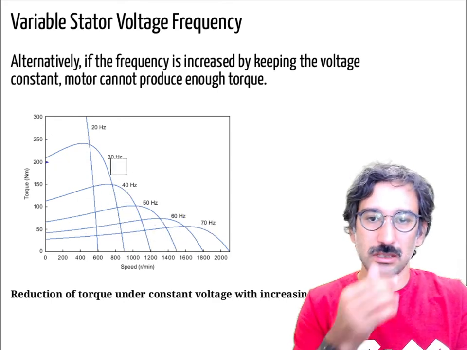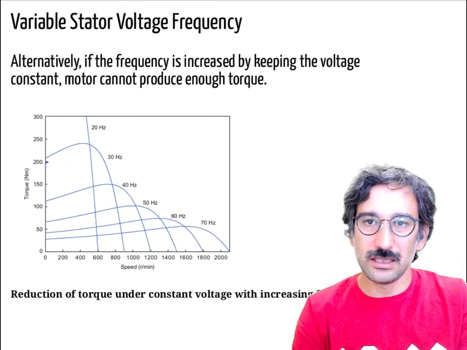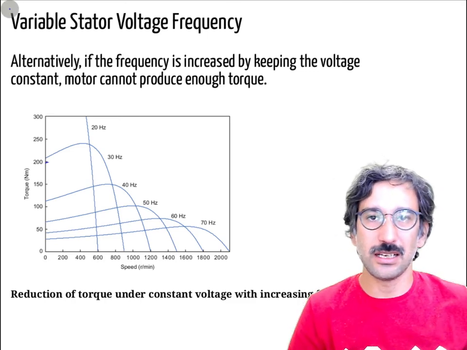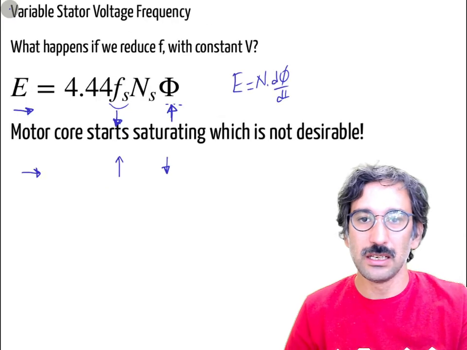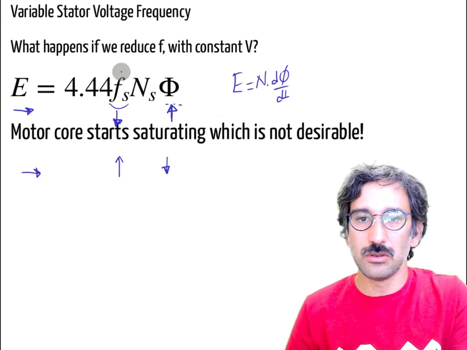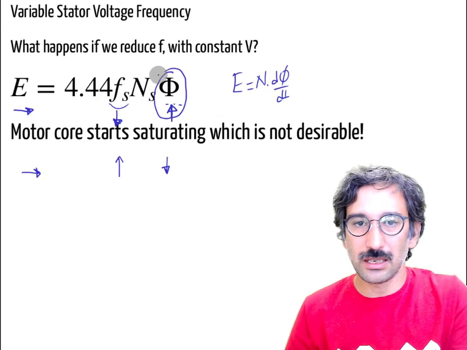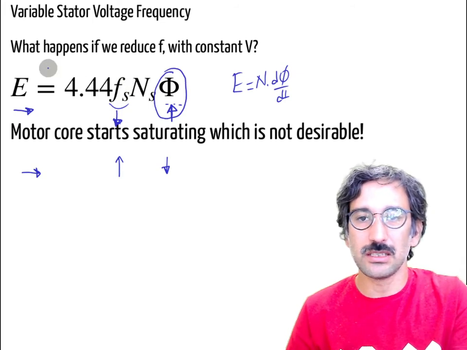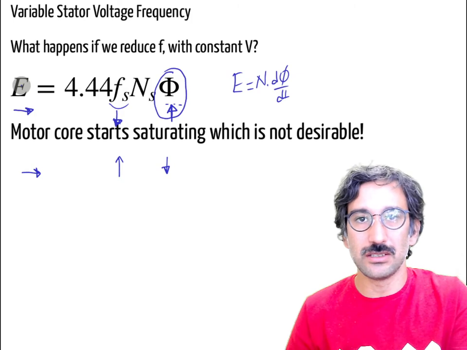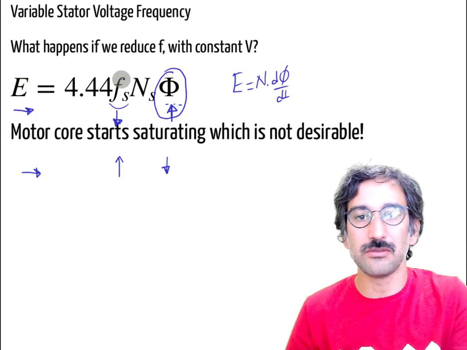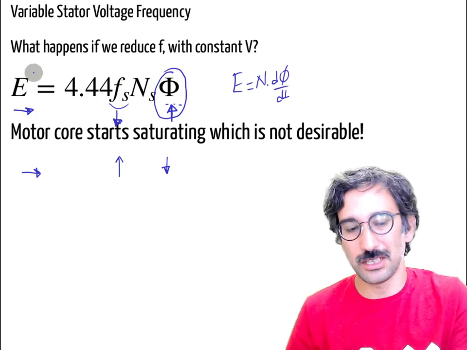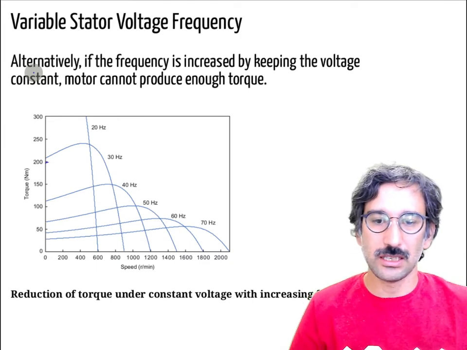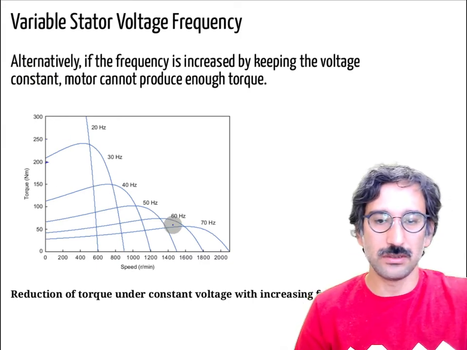And the solution to that is really simple. I want to keep the flux in the machine constant. In order to keep my flux constant, that has to be constant. That means if I am increasing the frequency, I need to apply larger voltage. If I am reducing the frequency, I need to reduce my voltage as well. This is with constant voltage, and you can see the torque is reducing.